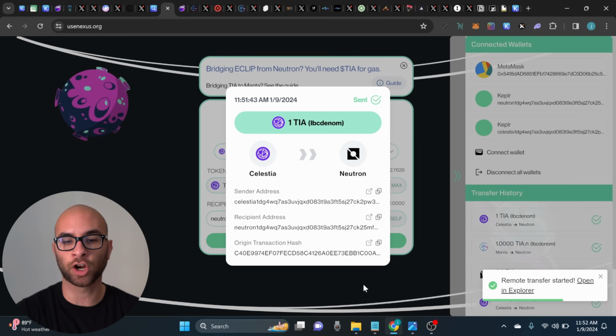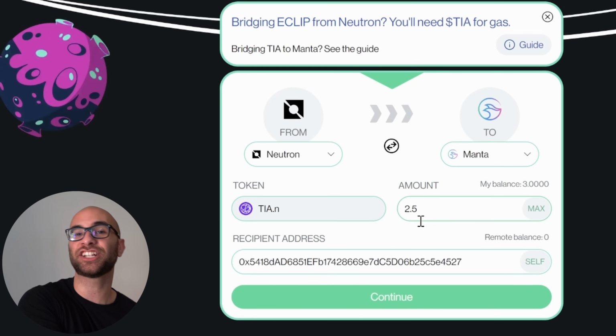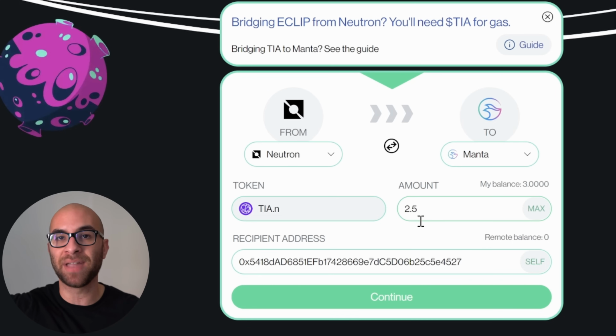And you can see here that it takes a minute or so for that transaction to go through, and then it gives you all of the different transaction scans. Once I have my TIA on the Neutron network, it'll now say something like TIA.N. And now I can actually send this over to the Manta network.